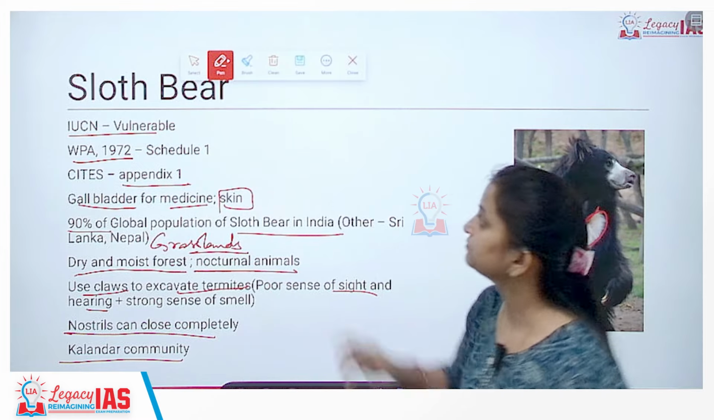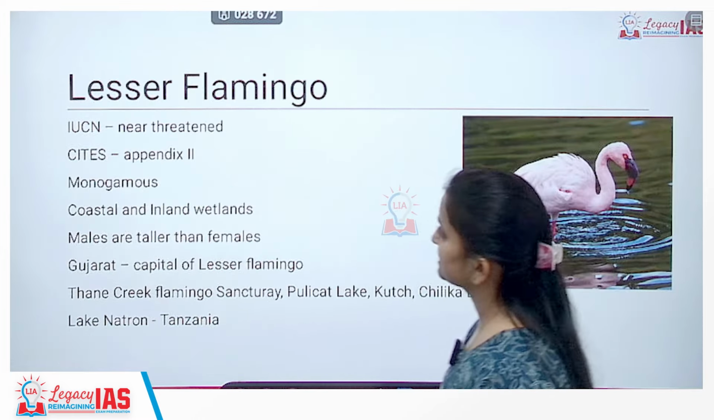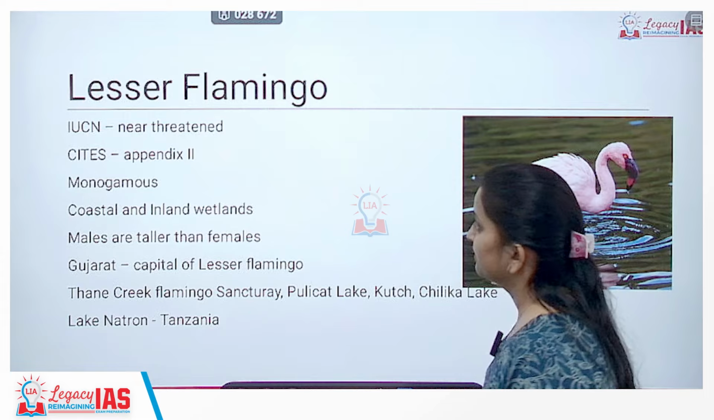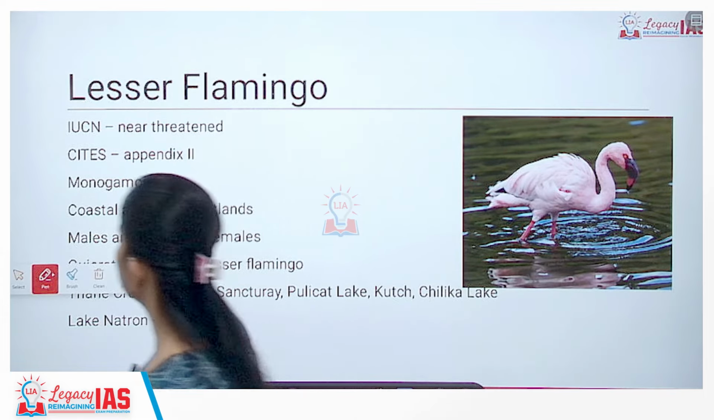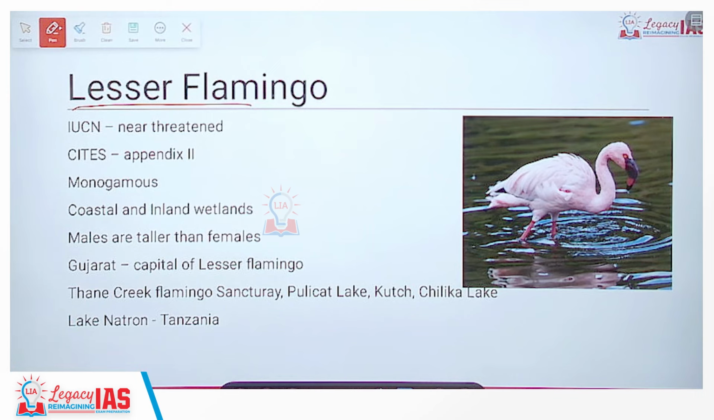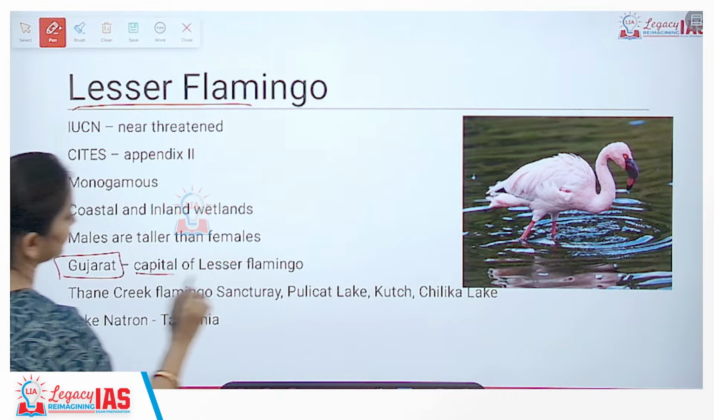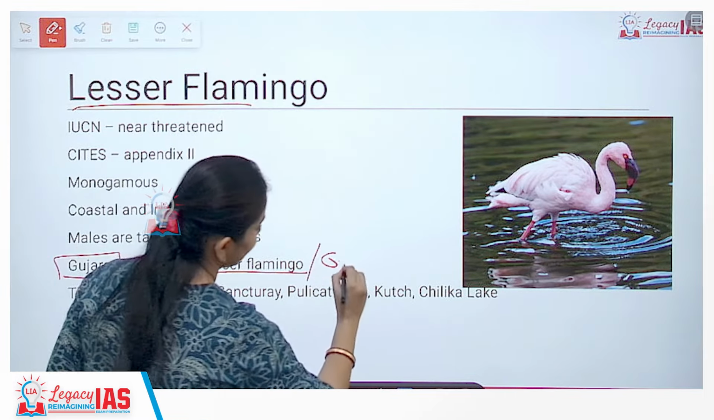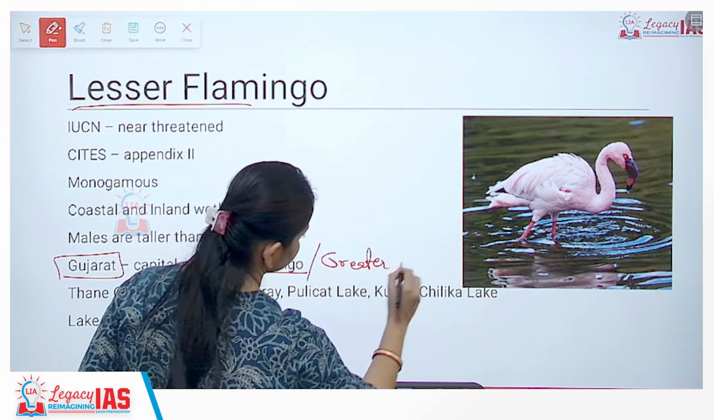Now moving on to the next animal, or sorry, bird, which is the lesser flamingo. We have greater as well as lesser flamingo capital. Within India, it is Gujarat. Gujarat is considered to be the capital of lesser flamingos as well as greater flamingos.